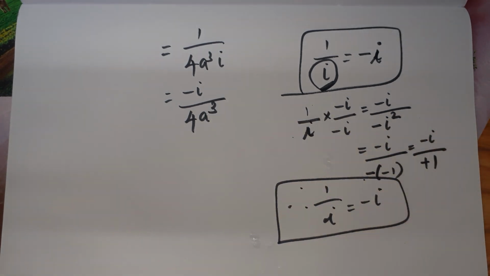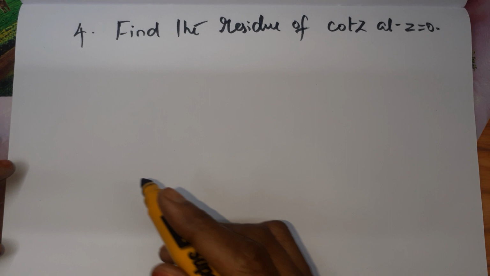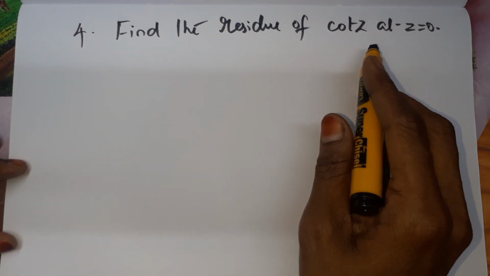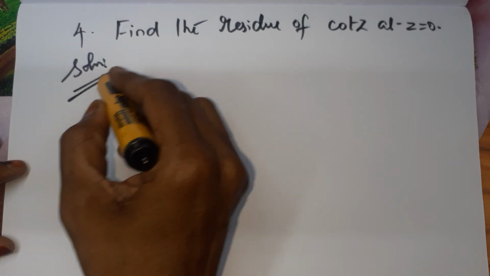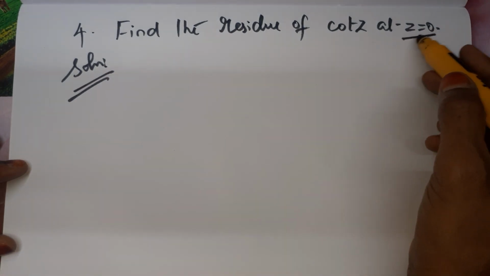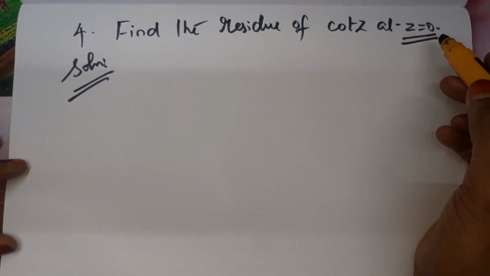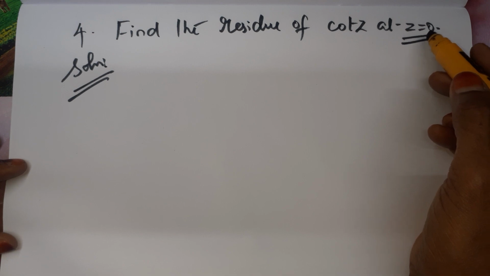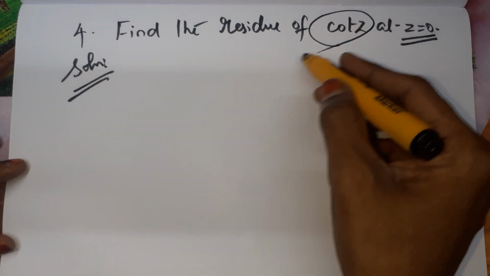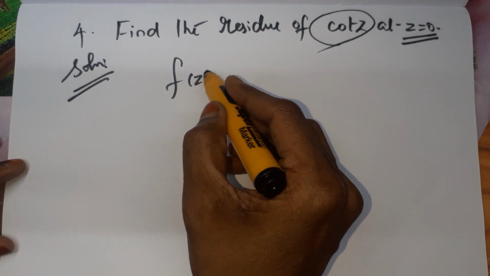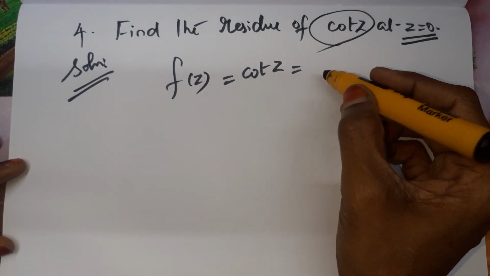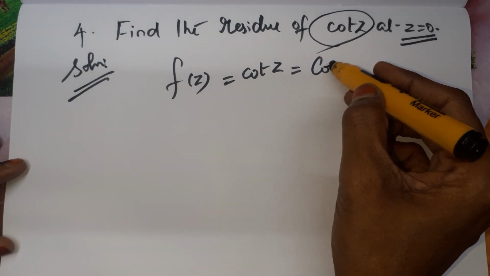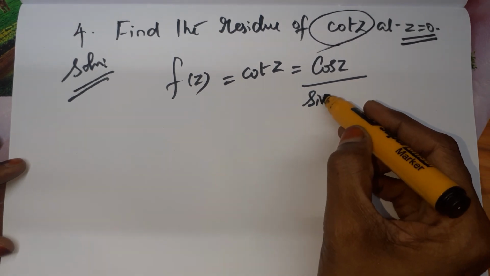Is it clear? The next problem we have is find the residue of cot z at z is equal to 0. In this problem also they didn't ask you to calculate what is the pole. They have given one pole. At that pole we have to find the residue of the given function. So given function is f of z, f of z is equal to cot z. Cot z I am rewriting as cos z by sin z.